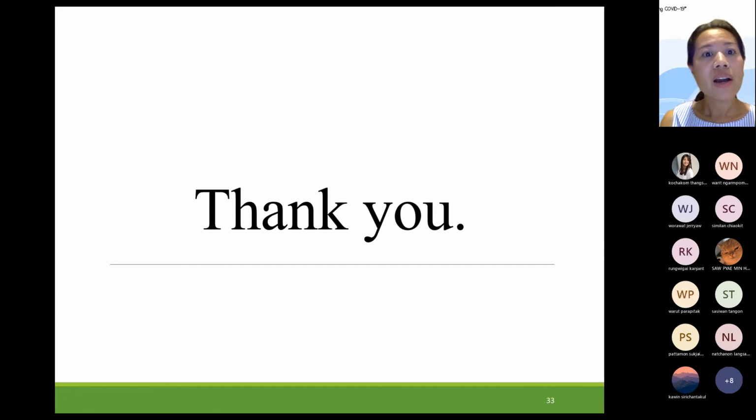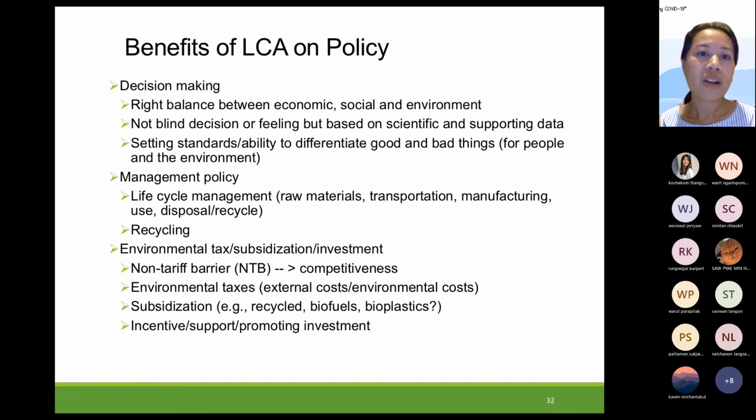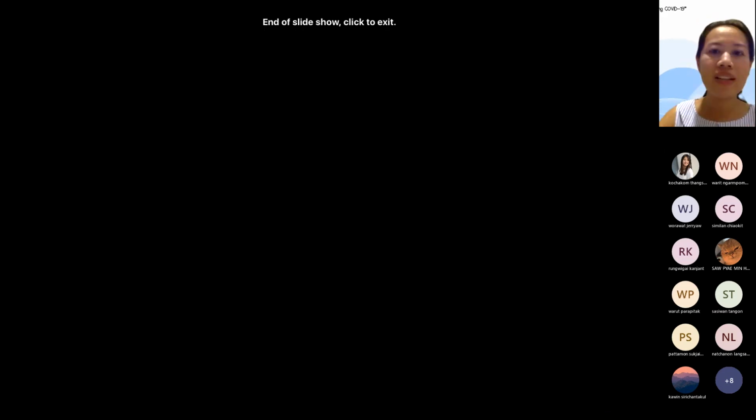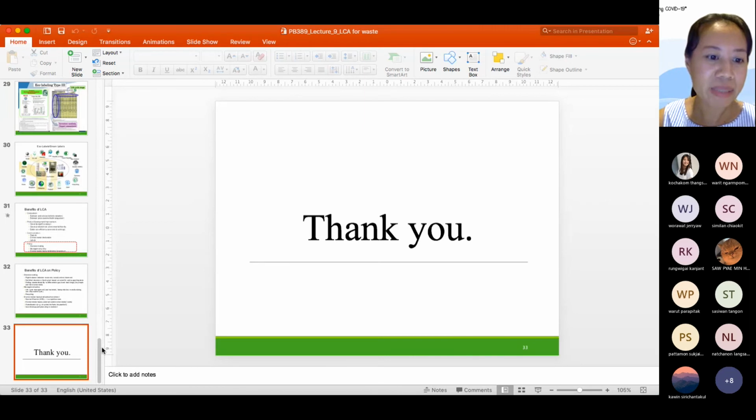And okay, for today's content, I wanted to talk about life cycle assessment and why it is important for waste management, because we have to know the original materials until the end of their life. That is why the LCA is related to solid waste management, which I wanted to show you today about this concept. Okay, do you have any questions about the life cycle assessment?